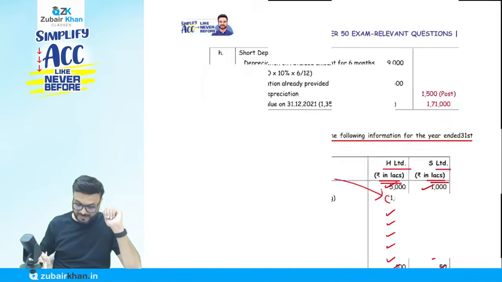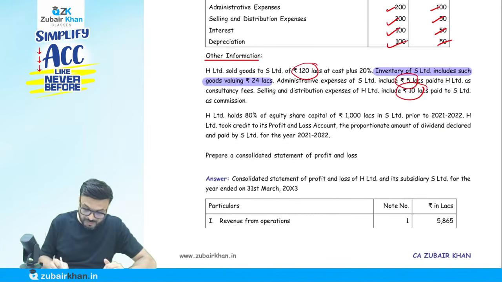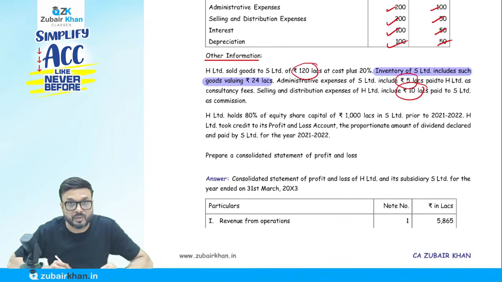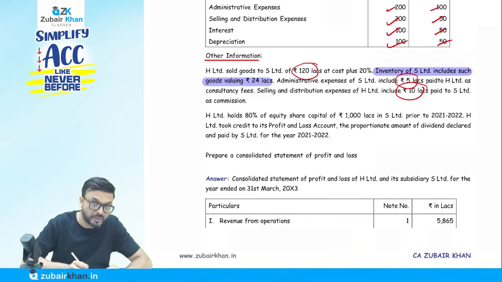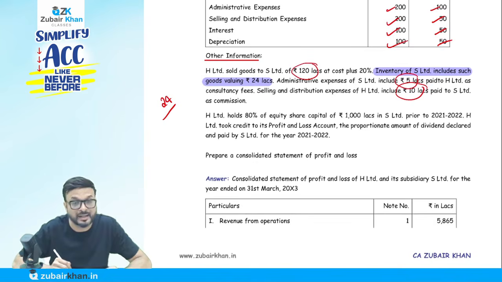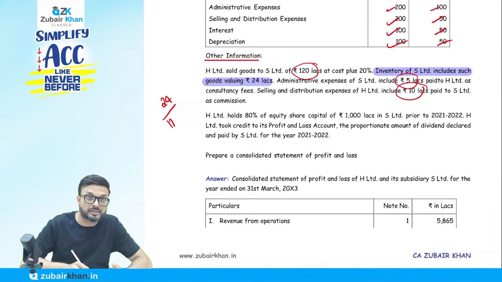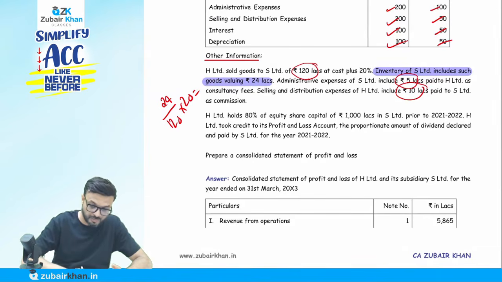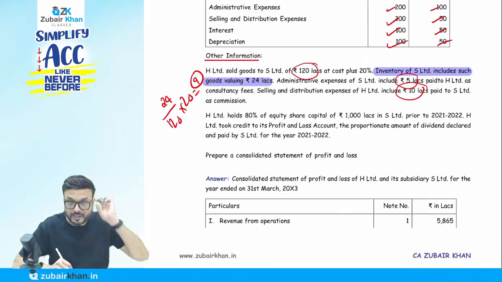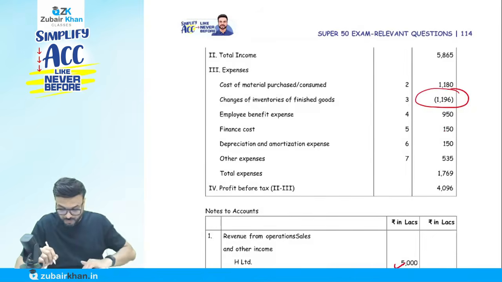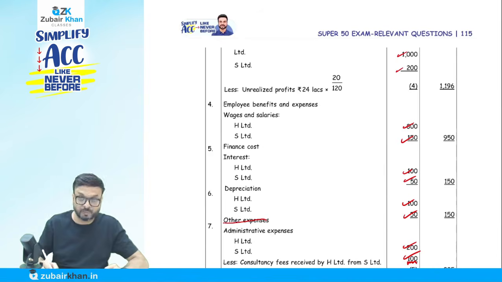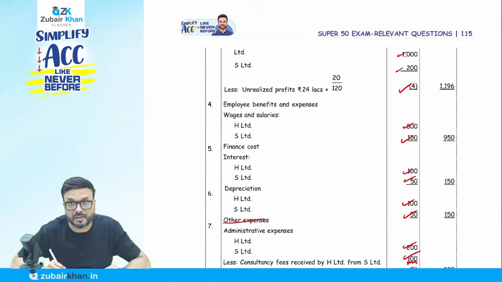Simple. Now one thing is that they say out of this 120, 24 is still in the stock. If it's still in the stock, it's an unrealized profit, which was sold by the holding to subsidiary at cost plus 20%. This is 20, this is 120, so how much will be 20? Yes, 24 it is. If it is 24, how much is 20? That is coming 4. It's an unrealized profit. So that should be removed from the closing stock. That is how much? 4.